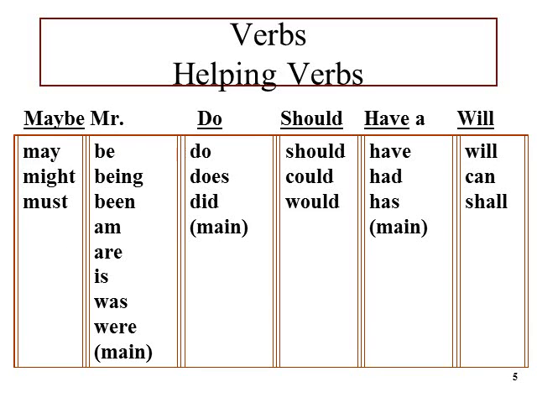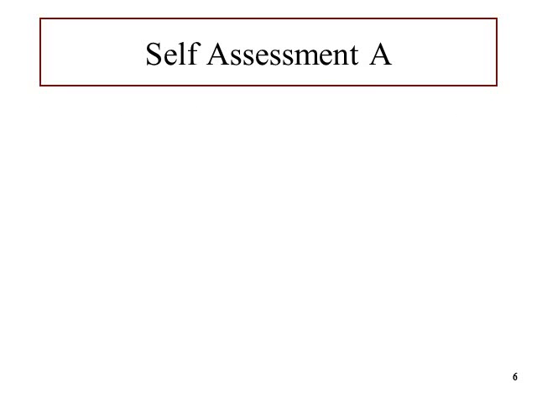And here are all the other helping verbs. And I actually always remember these with this goofy little moniker up here. Maybe Mr. Do should have a will. And your helper verbs may, might, and must. All the being verbs here. Your do, does, and did. Your should, could, would, your have, had, has, and your will, can, and shall are all operating as helping verbs. So hopefully this chart you will find helpful.